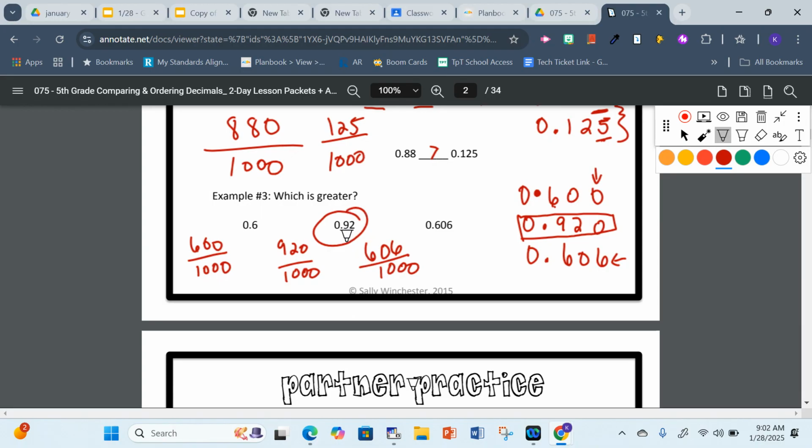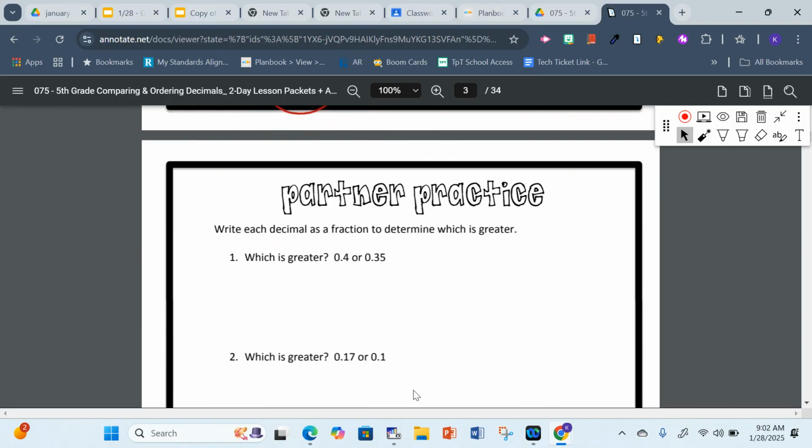92. Everybody say that when I snap. Ready? Go. 92. Okay, say it again. 92. Hundredths. The 2 is in what place value? Hundredths. So that's what we say last, whatever the last number's in. Okay, or I could look here and see which one's bigger. This is. Okay? All right, let's move to the next page.